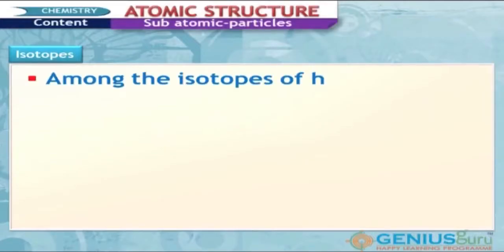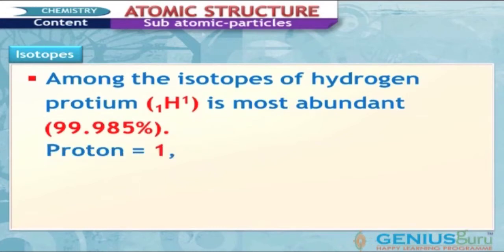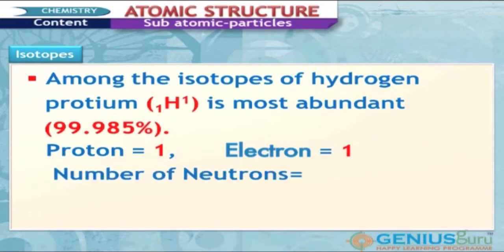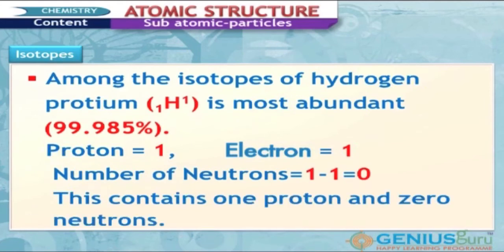Among the isotopes of hydrogen, protium is the most abundant. The abundance is 99.985%. So when you consider an atom of hydrogen, most of the atoms contain this particular isotope, that is protium. This contains 1 proton and 0 neutrons because the atomic number is 1. So it contains 1 electron and the mass number is also 1. To know the number of neutrons, you subtract the atomic number from the mass number. So 1 minus 1 is equal to 0. That is, no neutrons are present in protium.